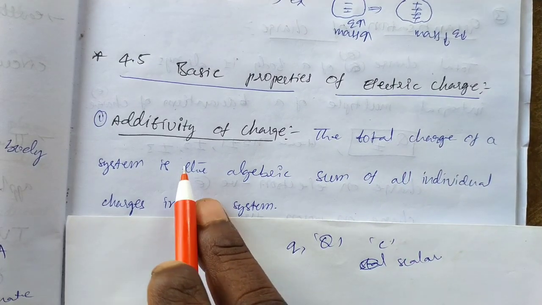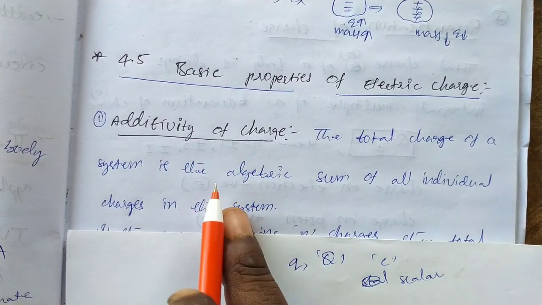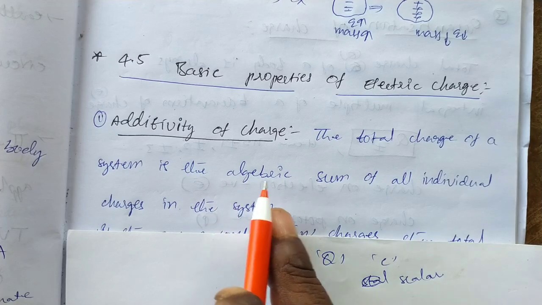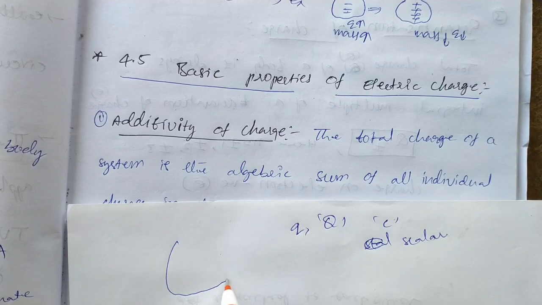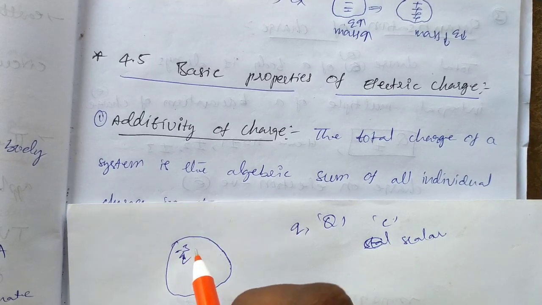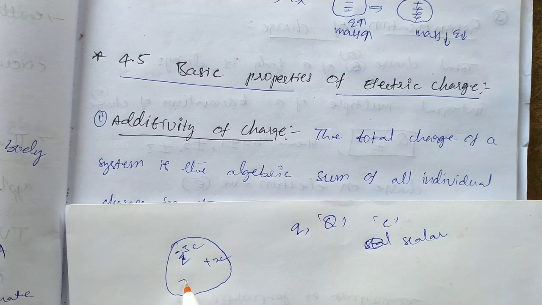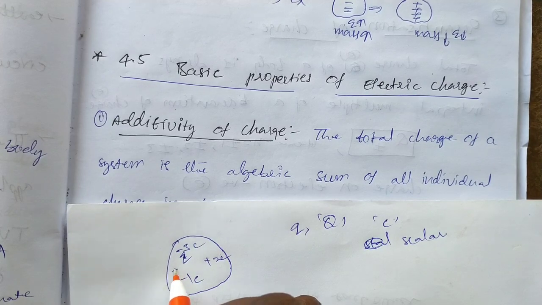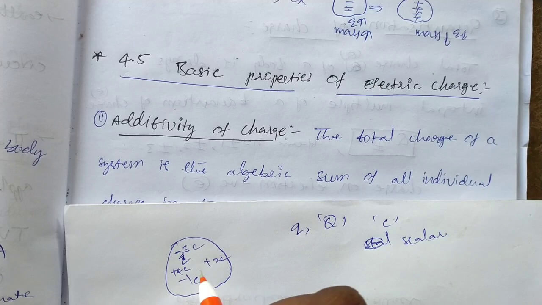The first one is additivity of charge. The total charge of a system is the algebraic sum of the individual charge carriers of the system. Suppose this is one system with charges Q1 equal to minus 3 coulombs, plus 2 coulombs, minus 1 coulomb, plus 4 coulombs. These are the charges inside the closed loop.